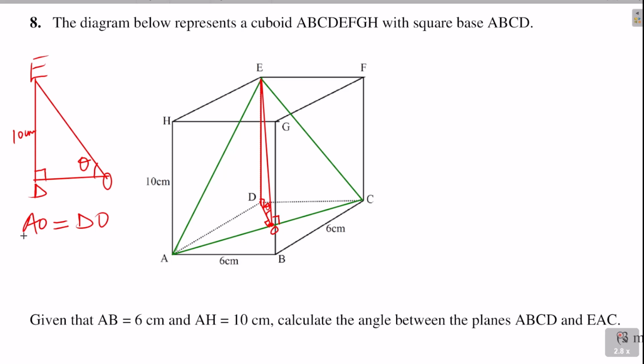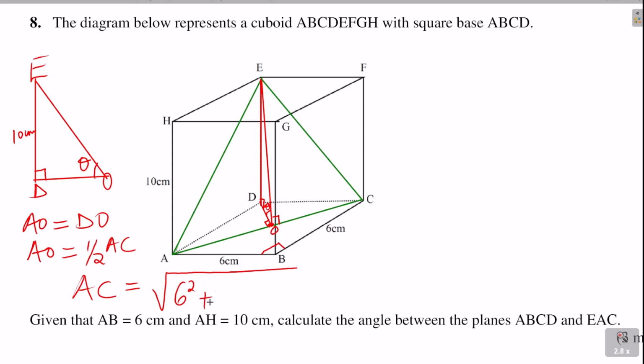And how do we get AO? AO will be given by a half of AC, and it is very easy to get AC. We just need to use this right angle triangle here, ABC, and use Pythagoras theorem. So AC will be given by the square root of 6 squared plus 6 squared, and this will give the square root of 72, which is 8.485 centimeters. So that is what you get.